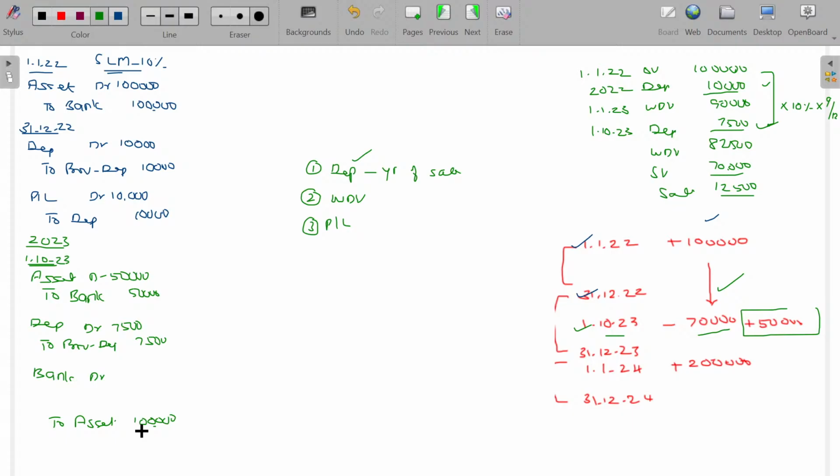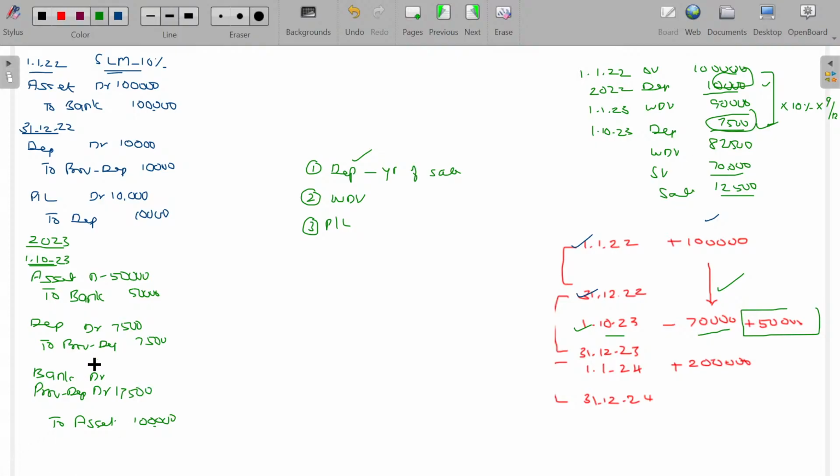The depreciation is accumulated in the provision for depreciation, so the asset account will always be shown at its original value. The sold asset's accumulated depreciation available in the provision for depreciation is now transferred. So provision for depreciation account. How much provision is there? So 10,000 plus 7,500, 17,500 will be the provision for depreciation.